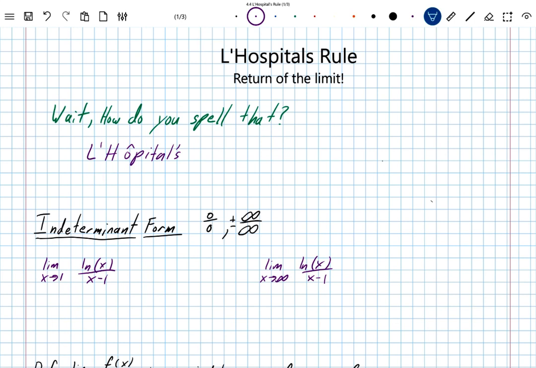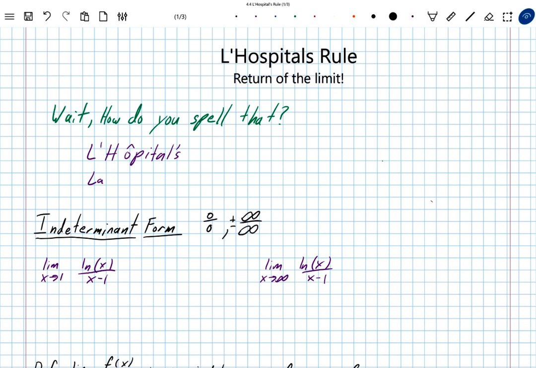I would say that probably this is the most correct. It's the most French. This is kind of an Englishification of it. And most people are okay with the little apostrophe there as opposed to a la. It looks like the hospital's rule, but it's L'Hopital.